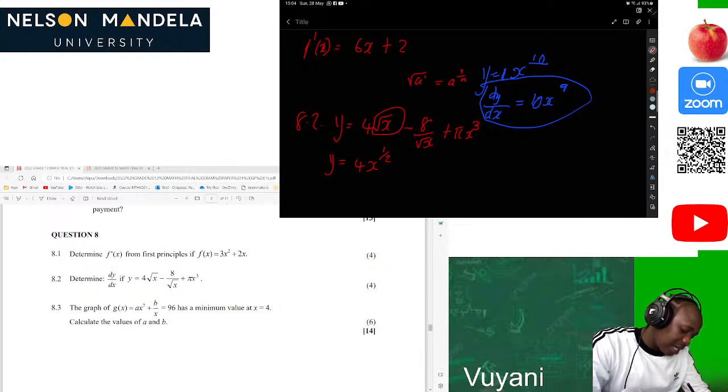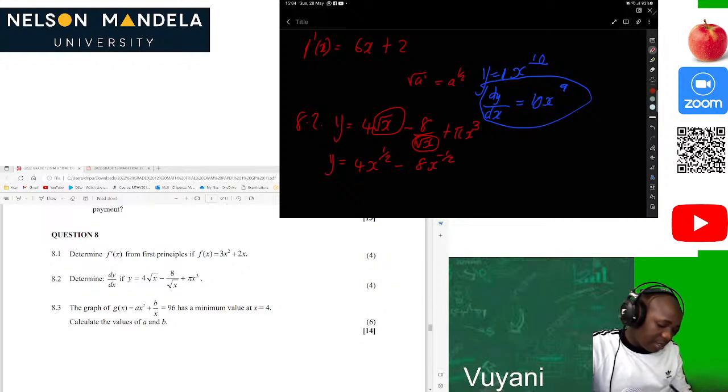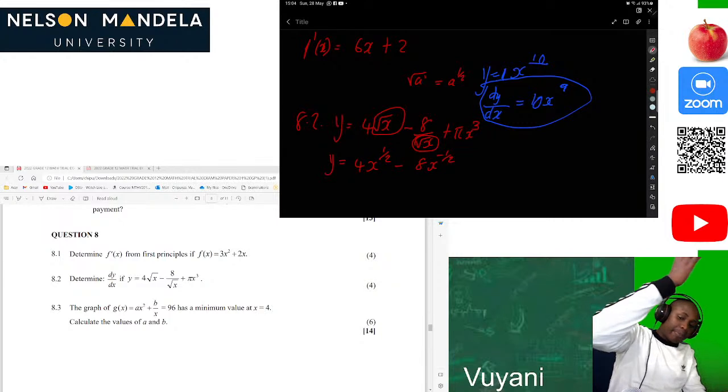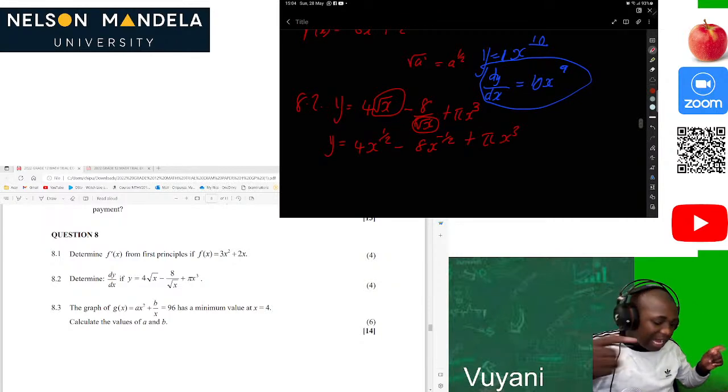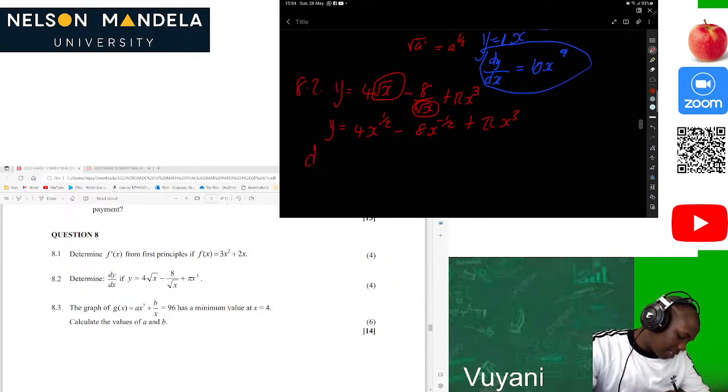So it's the same as 1 over 2 because the square root is 2. Now, minus 8x to the power negative 1 over 2 because it's now on the denominator. So when we take it up now, it's going to be negative plus pi x cubed. Now we can play around with our dy over dx, which is the derivative of this.